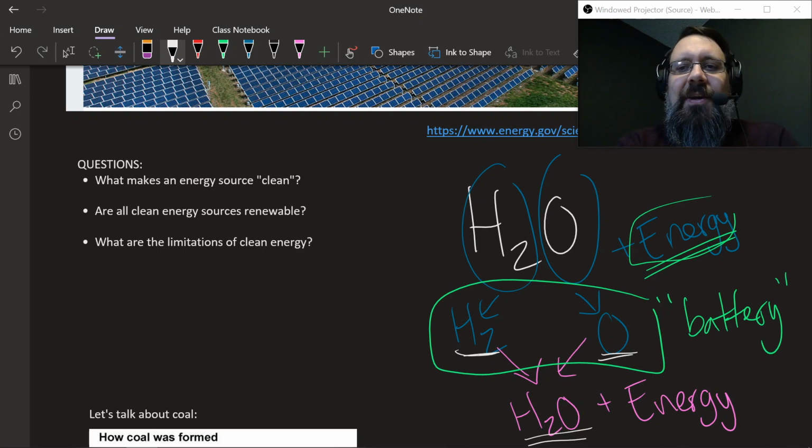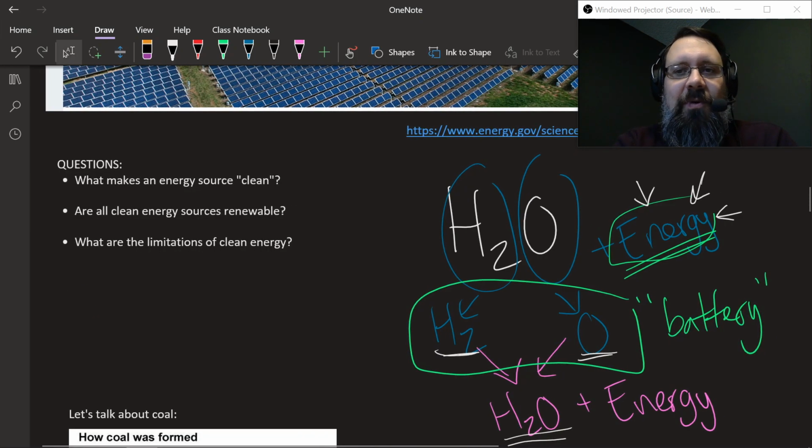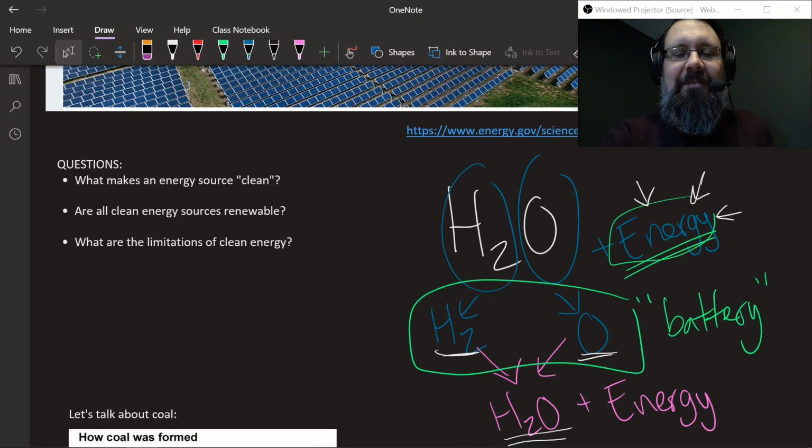The question though is, where are you getting that energy initially that's splitting apart the water? If you're using solar, that's awesome. If you're using fossil fuels, well, then this is just as dirty as the fossil fuels are. Although this is a more efficient process, so I shouldn't say just as dirty, but you obviously wouldn't want to be making that energy from fossil fuels. All right, so let's answer these questions.